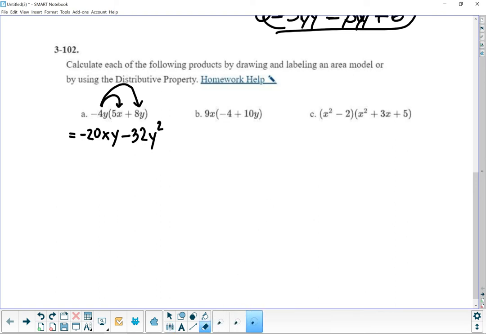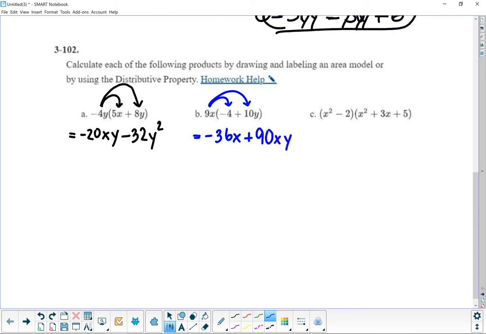Okay, part B, again, it's only one term, so I'm going to go ahead and do distributive property. 9x times negative 4 is a negative 36x. 9x times a 10y is going to be, so 9 times 10 is a positive 90. And the x times y is just xy. All right. This last one, I'm going to go ahead and do an area model for this.